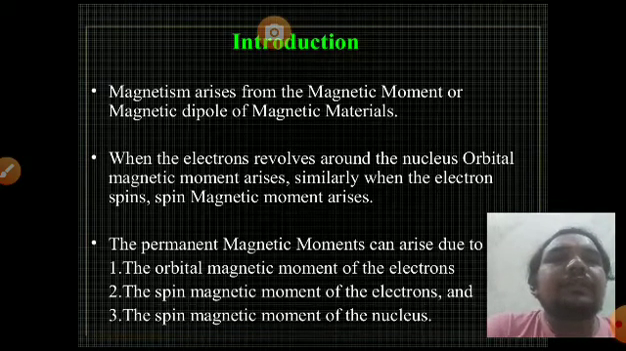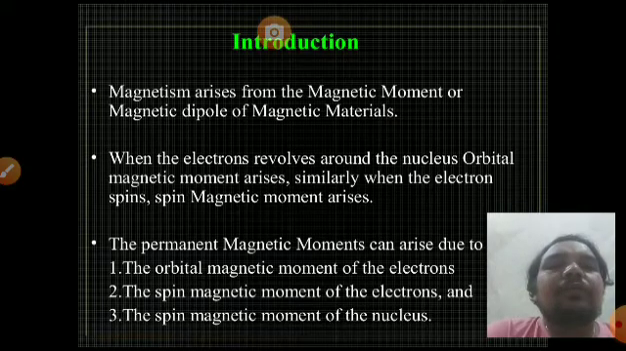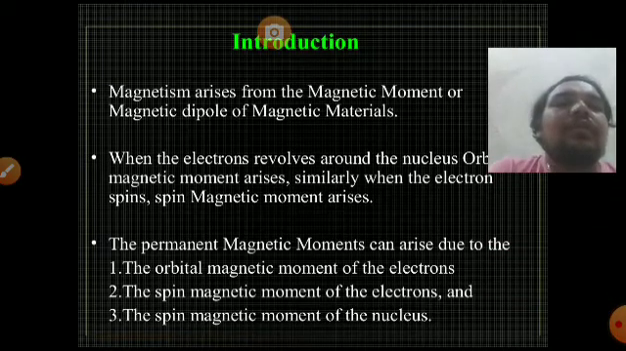Magnetism arises from the magnetic moment or magnetic dipole of a magnetic material. When the electrons revolve around the nucleus in an orbit, a magnetic moment arises. Similarly, when the electron spins, a spin magnetic moment arises.